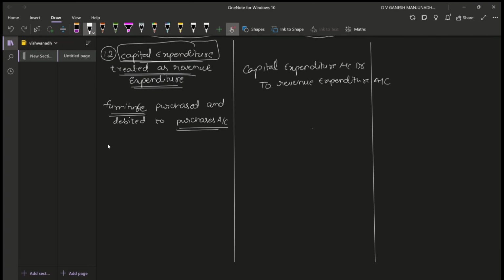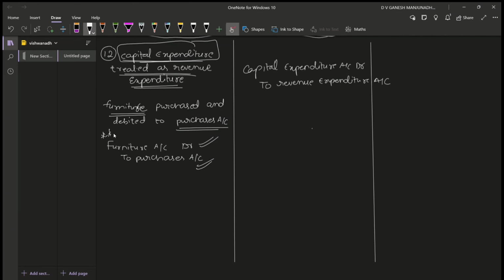Here it is a rectification entry. So we write the entry: Furniture account debit to purchases account. As it is a capital expenditure, we have debited the furniture. As it is a decrease in the revenue expenditure, it is to be credited to purchases account. So this would be the rectification entry: capital expenditure treated as revenue expenditure.